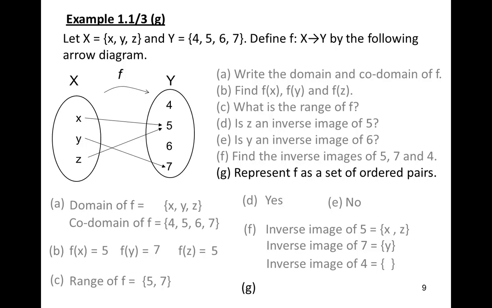Part G. Represent f as a set of ordered pairs. An ordered pair means to pair up the input and the output together within the rounded brackets. Element x is paired with image 5. So we have x, 5 enclosed in rounded brackets. Do the same for element y, which is paired with image 7. Also, do the same for element z, which is paired with image 5. Then link all the ordered pairs together as a set using curly brackets.